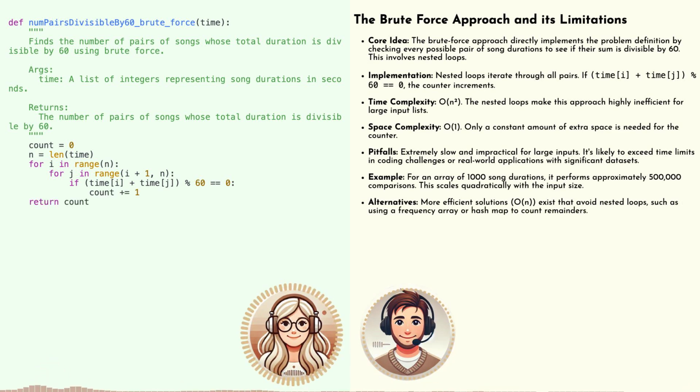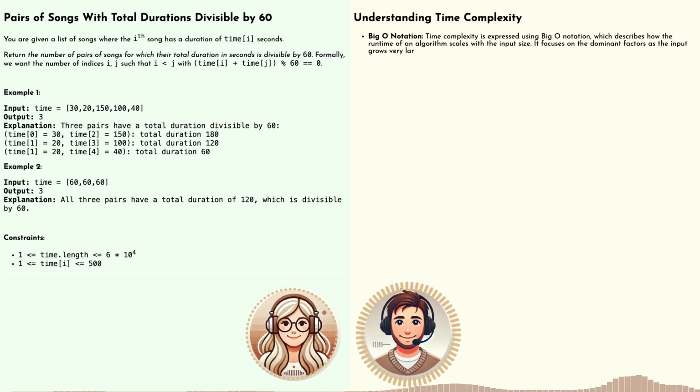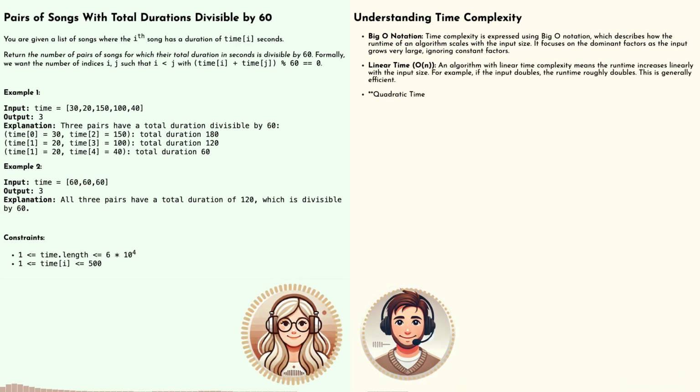Yeah, it's mostly about efficiency. In coding, we talk about this as time complexity. And brute force, in this case, would have a time complexity of big O of n squared, where n is the number of songs. Okay, hold on. Time complexity. Could you break that down a little bit? I'm not super familiar with that.